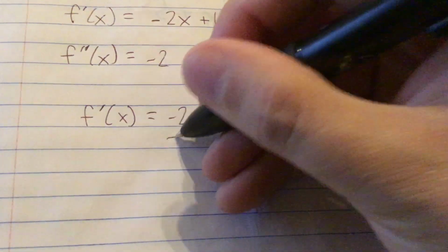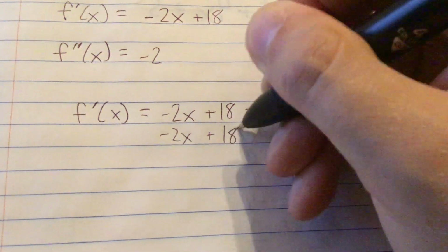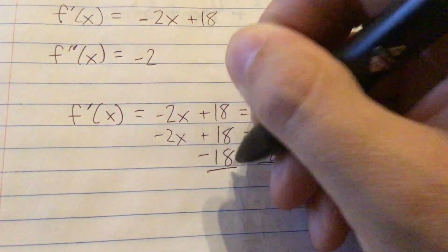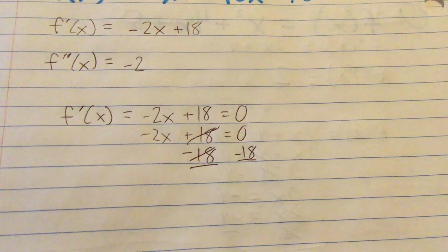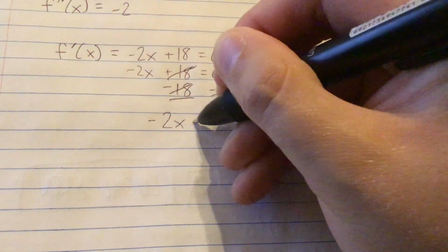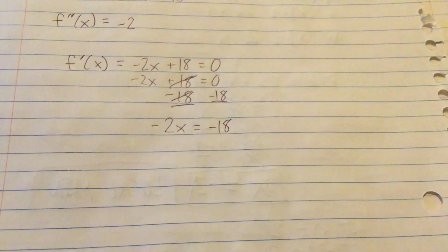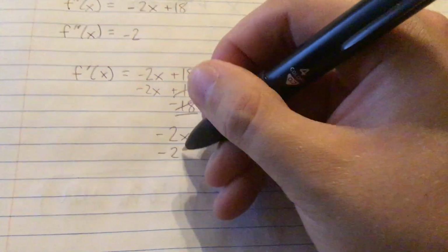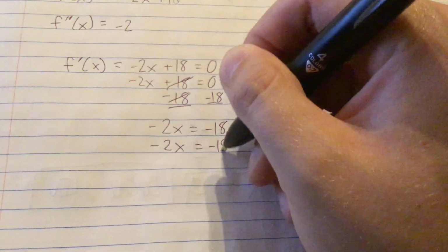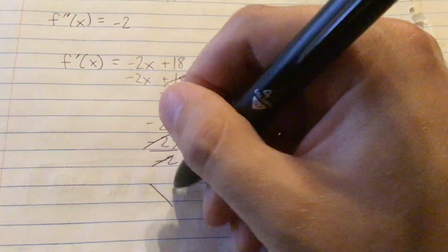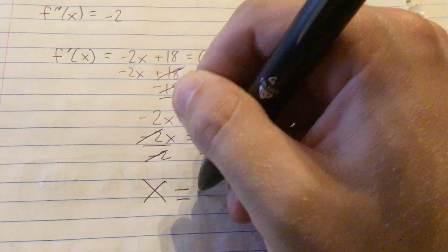Now we're going to subtract 18 from both sides. So then we get negative 2x is equal to negative 18. Okay, then we're going to divide both sides by negative 2, and that gets us, our critical point is located at x equals positive 9.